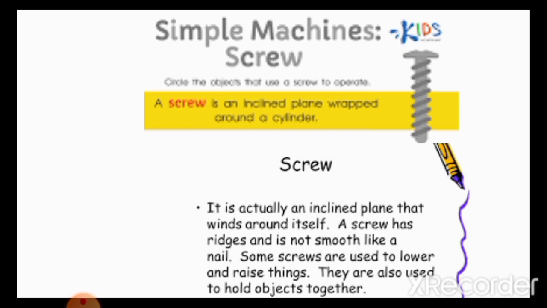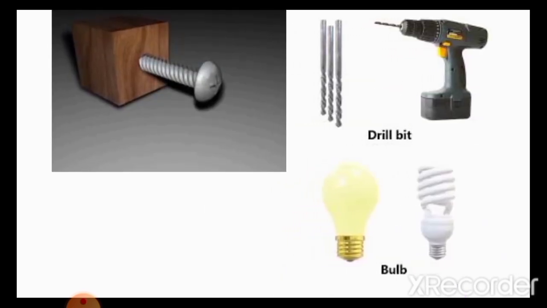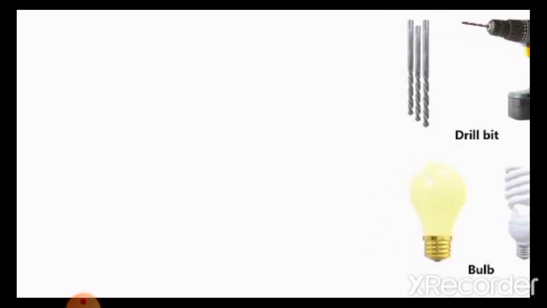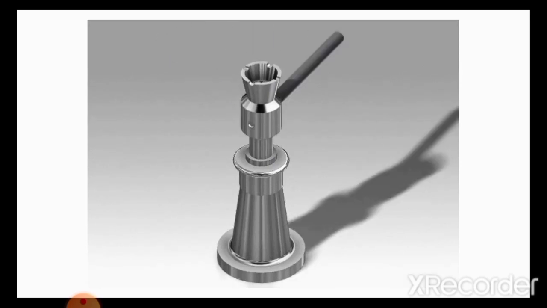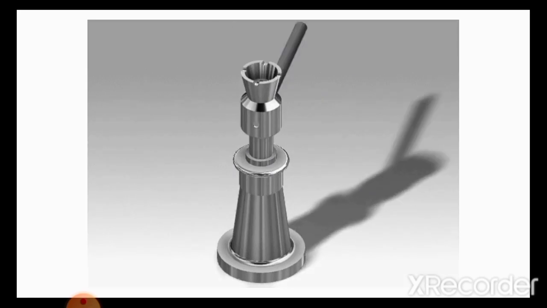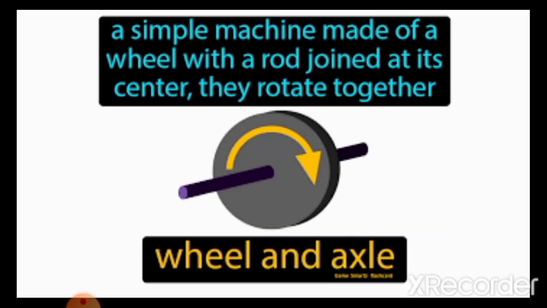The next is the screw. The screw is an inclined plane that winds around itself, that wraps around itself. A screw is usually not smooth. It is usually used to raise and lower objects. Examples are drill bit, bulb, and so many others. We all know a screw jack, right? This is an example of a screw jack that's used in cars. Also, a wine opener is also an example of screw.